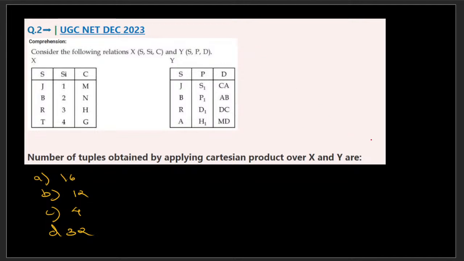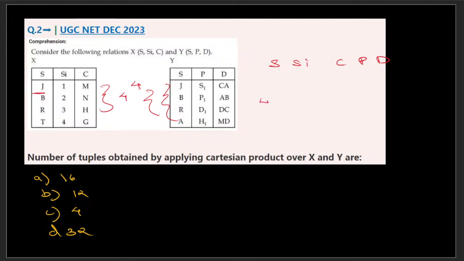If you are doing the Cartesian product, we have to match every row with every row. So here you can see how many rows are there? 1, 2, 3, 4. Four rows are there. And how many rows does Y have? 1, 2, 3, 4. Four rows of Y. Cartesian product means this particular J will be mapped with all the values of Y, and we get the attributes S, Si, C, P, D, like this. All you agree? And this particular J will be mapped with everyone. Similarly, B, R, T will map.